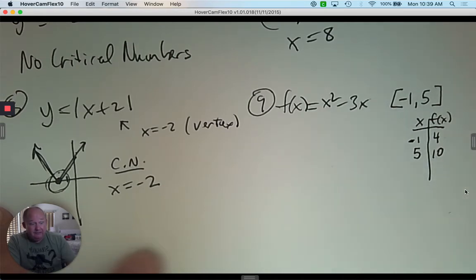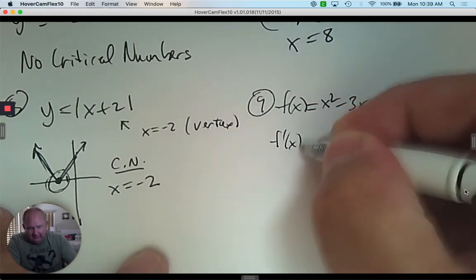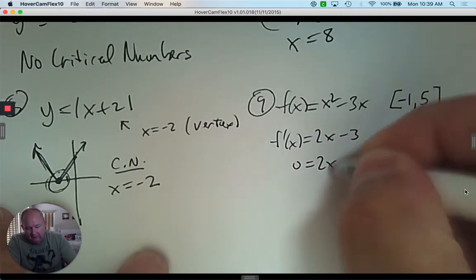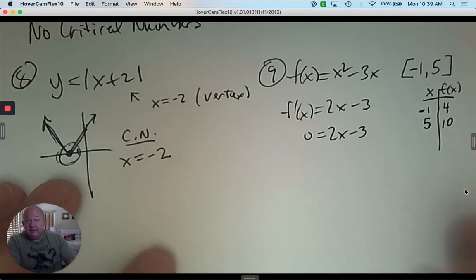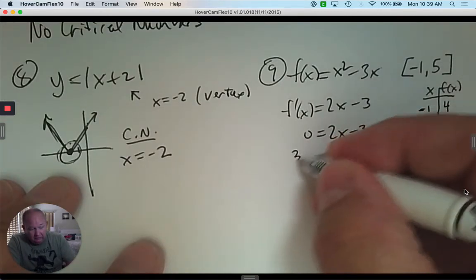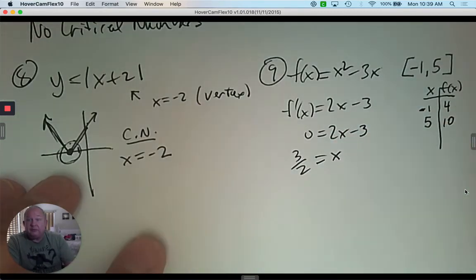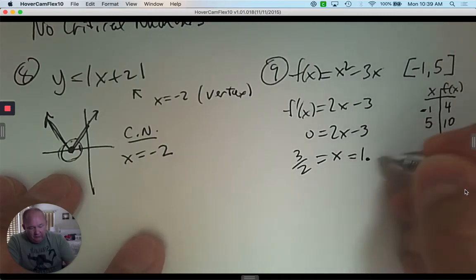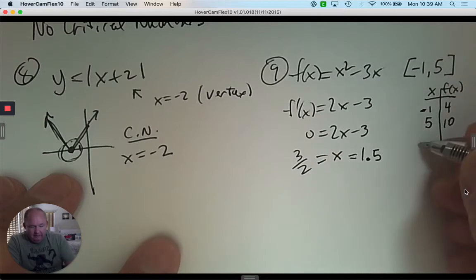I also have to take the derivative. So I'm going to do that. That's 2x subtract 3. I'm going to make it equal to 0. There is nothing that makes it undefined, so I just make it equal to 0 and solve it. So I'm going to add 3 and divide by 2. Another answer for 3 over 2 would be 1.5. So I need that 1.5, and I'm going to plug it in.